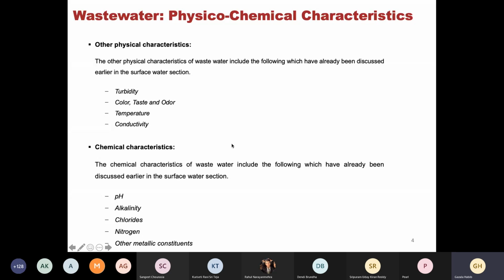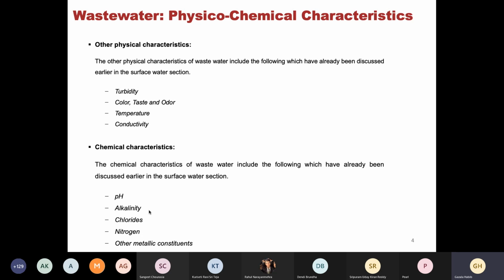Okay. Chemical characteristics. I think most of the chemical characteristics we have also gone through in water. pH, the negative logarithm of hydrogen ion concentration. It's an indicator of whether the wastewater is acidic or alkaline, right? Alkalinity, we have already gone through in the water chapter, when we were learning the water characteristics.